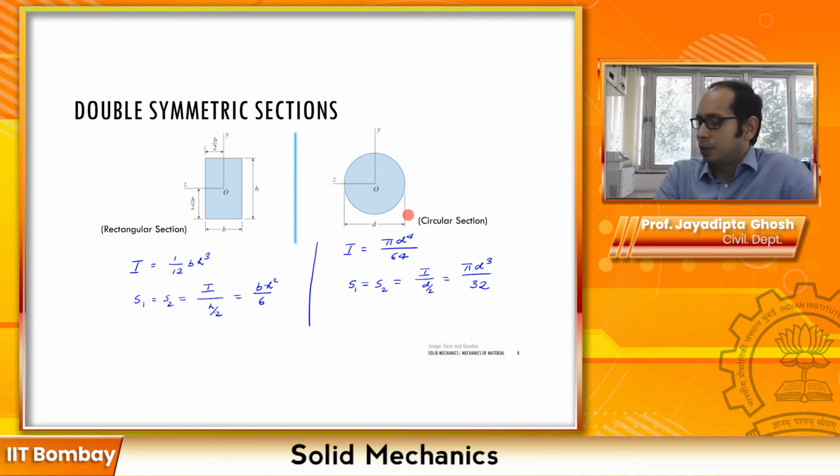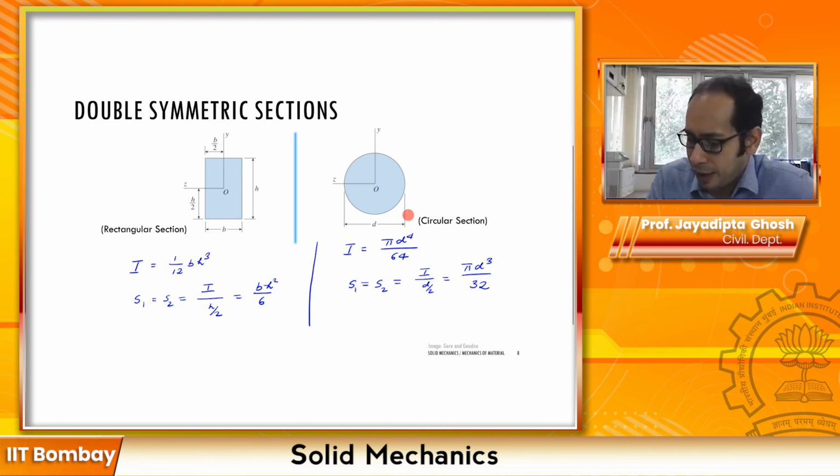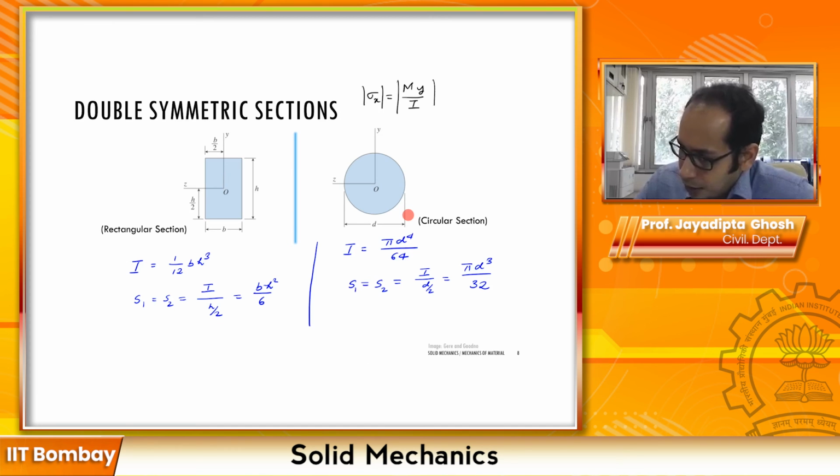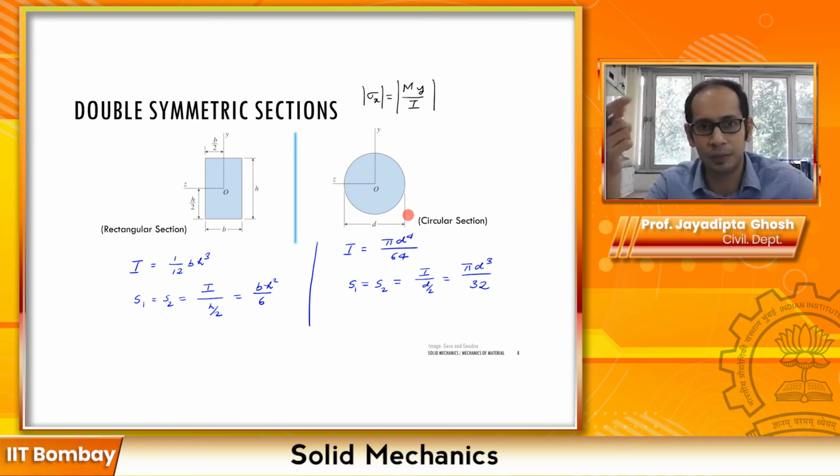Now, there is no need to remember the section modulus at this particular point. Later when you do design, it will be more helpful, but just remember that fundamental formula, and I will write it again just to bore you. Our most important fundamental formula is sigma x equals My by I. If you're looking at the compressive stresses, it will be a negative sign. If you're looking at the tensile stress, it will be a positive sign.